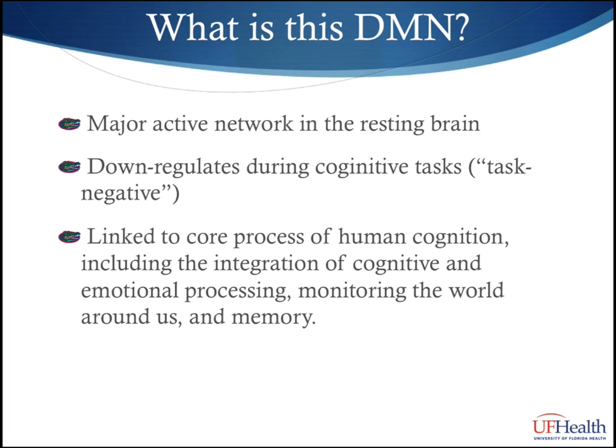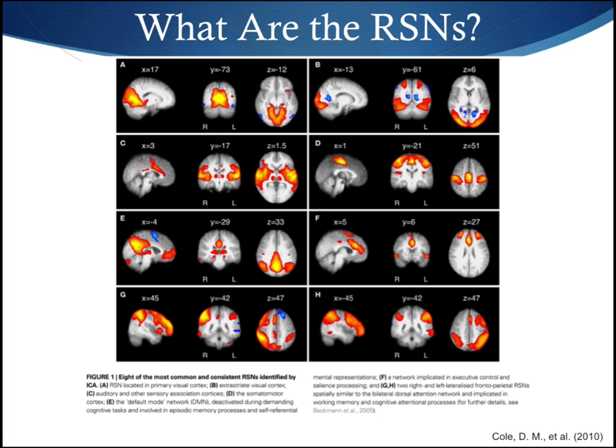So what is this default mode network? Well, it's the major active network in the resting brain. No one's quite sure of its role, but it's been linked to the core processes of human cognition, including integration of cognitive and emotional processing, monitoring of the world around us, and memory. It also has tremendous overlap with the semantic language areas of the brain. Whatever its role, we're beginning to understand its importance in the human brain and the alteration in the pathologic brain.